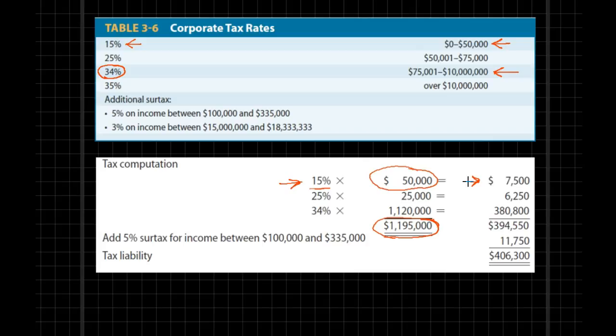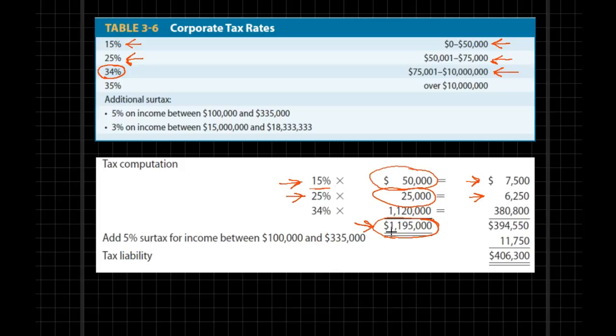Now the next $25,000, our income between $50,000 and $75,000, should be taxed at 25%. And I multiply, and it's reflected in this line here. At 25%, we will be taxed for our next $25,000 of our income, and as a result, the tax liability of that portion of our income is $6,250.